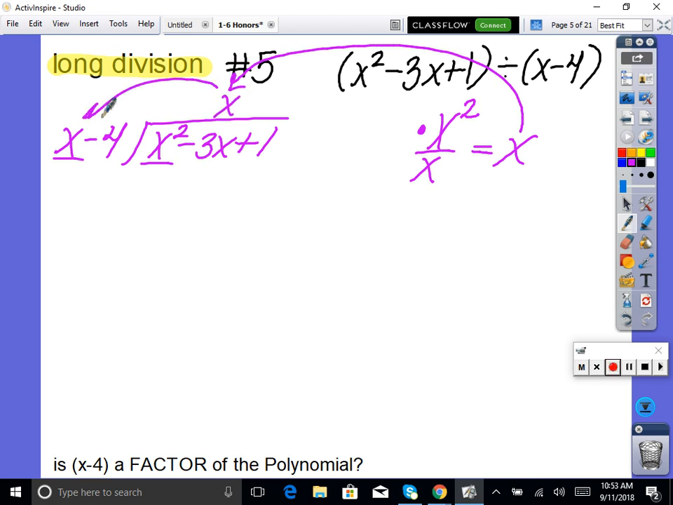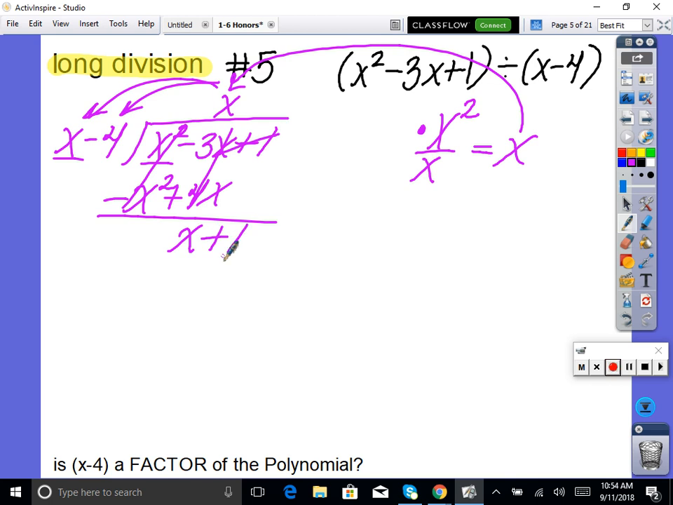We multiply it back down, there and there. X times x is x squared. X times negative 4 is negative 4x. Then you'd say I need to change the sign, add straight down. So it looks like we're going to have an x when I combine those, and then we have plus 1. And we're just going around and around. So x, leading term divided by x, is 1, which is positive 1, so plus 1.